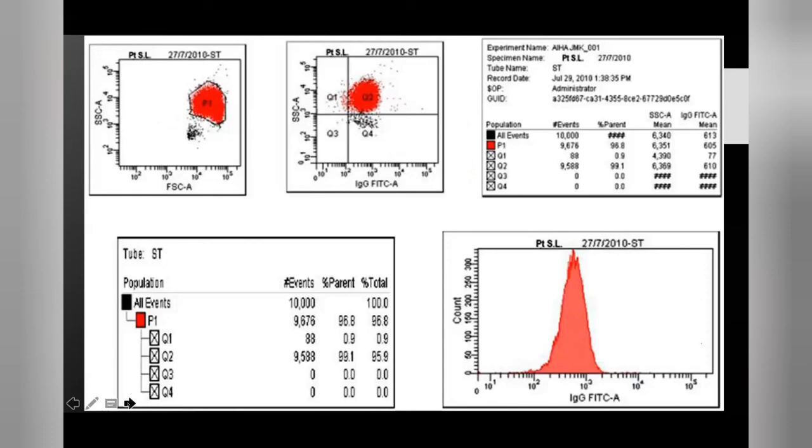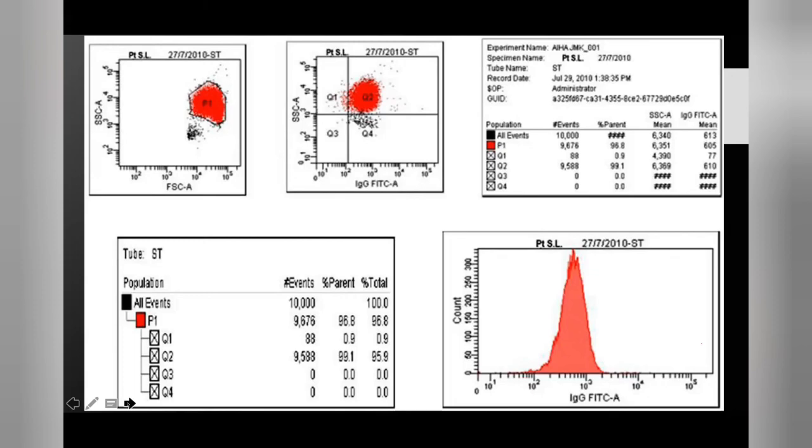So here you can see that we have gated the population of interest using the side scatter and the forward scatter. We have excluded the debris here. And on the x-axis is the IgG conjugated to FITC. So this population is expressing IgG, which means the Coombs test is positive with the help of flow cytometry. Next, please.